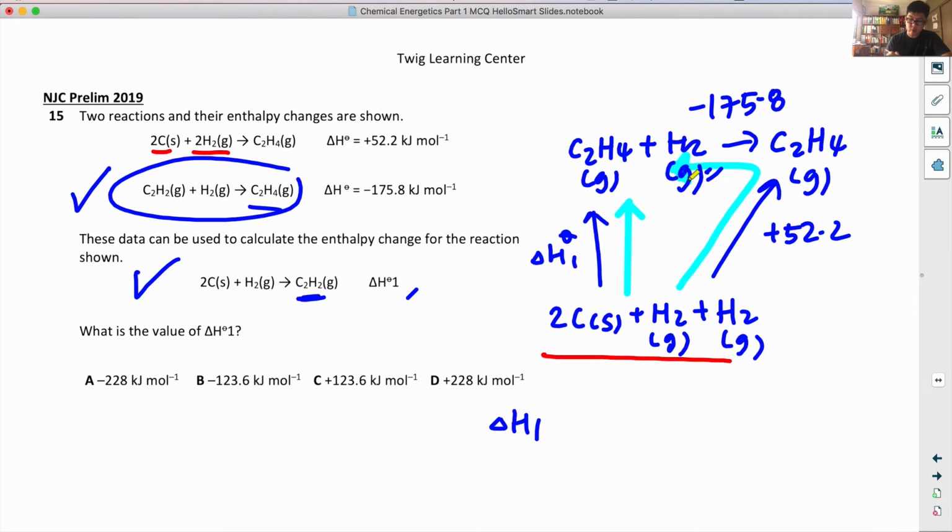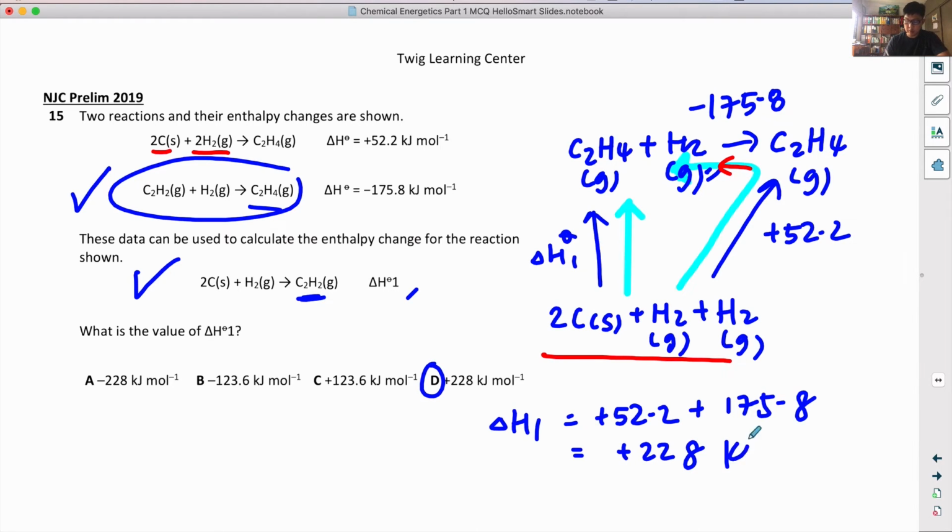There are many ways to do it, or you can even do clockwise equals anti-clockwise. So H1 is equal to plus 52.2, and since I'm going in the opposite direction, the sign will change, so I'm going to plus 175.8. If you work it out nicely, I think you get a value of 228. Positive 228. So the answer has to be D, kilojoules per mole. Let's move on to the next question, question 16.